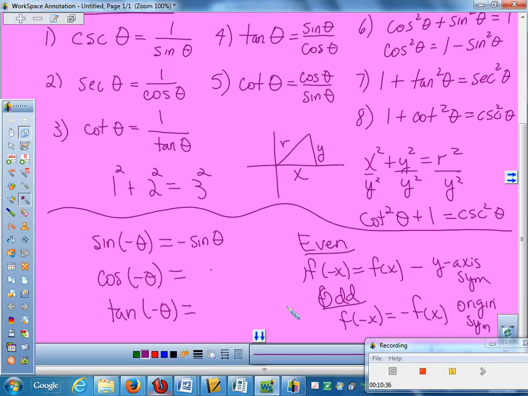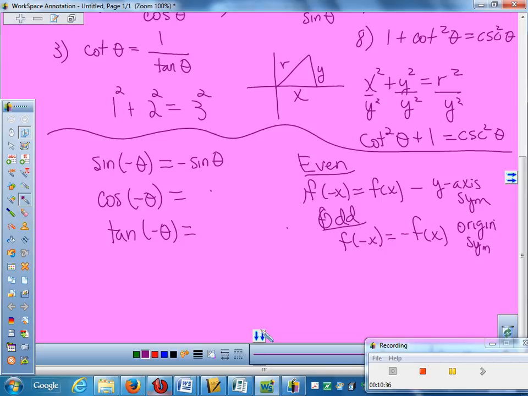Alright, so if I did cosine, okay, cosine started at the peak and did its wave thing. What's that symmetric to? That's the y-axis. It's flipped over the y-axis, so therefore it's an even function. Which means when it has a negative angle, what do I do with the negative? I just get rid of it. It just becomes cosine of the positive angle. It's the same thing on a cosine.